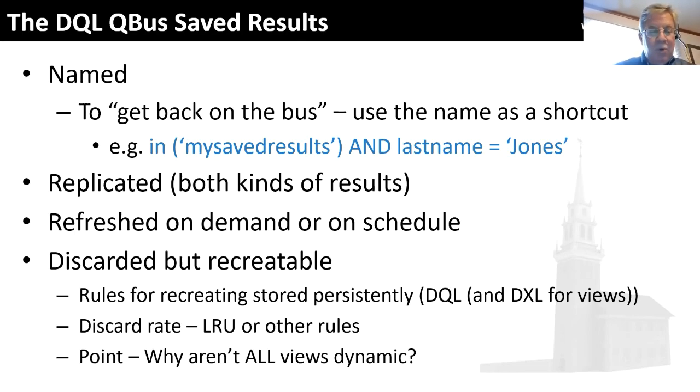They are replicated, both sets of results. They are refreshed on demand or on schedule. We haven't really designed this, but the idea, refreshing is Domino. We do this all the time. That's how views happen, right? But you specify that refresh behavior as you will. They're discarded, but they're recreatable as well. So for recreating them persistently, we'll give you APIs for doing this. The discard rate may use least recently used, LRU, or some other rule that says, I want you to throw away the oldest ones that haven't been used recently, some discard like that.